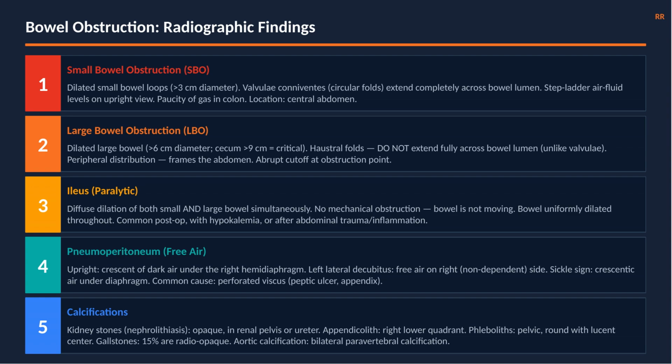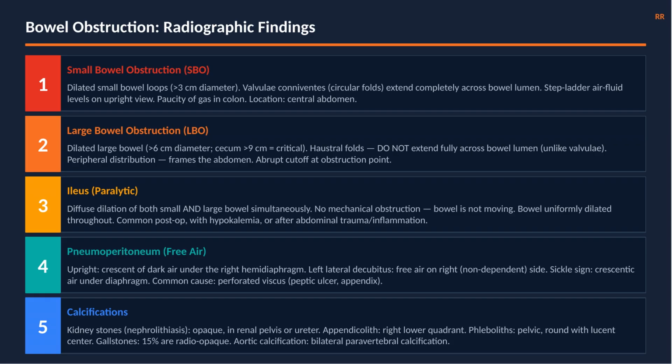Large bowel obstruction. Dilated peripheral bowel frames the abdomen. Haustral folds that do not extend fully across the lumen. Diameter greater than 6 centimeters. The cecum is the most distensible segment. Cecal diameter greater than 9 centimeters is critical and carries risk of perforation.